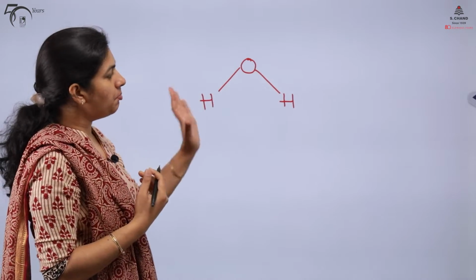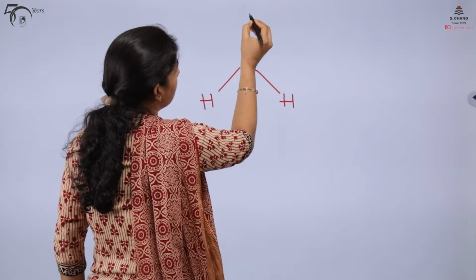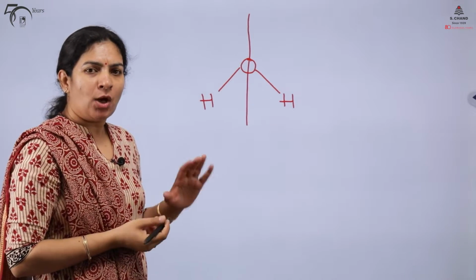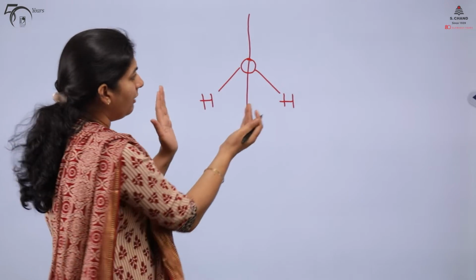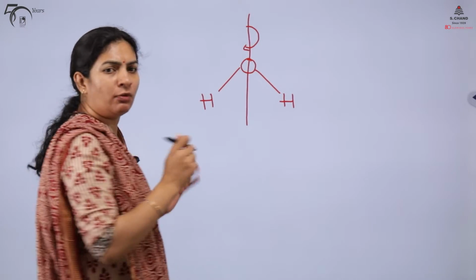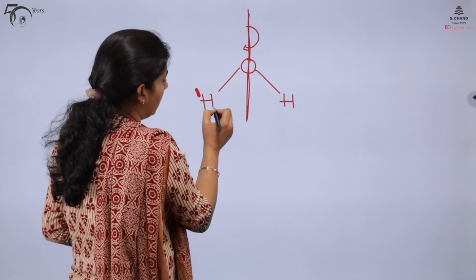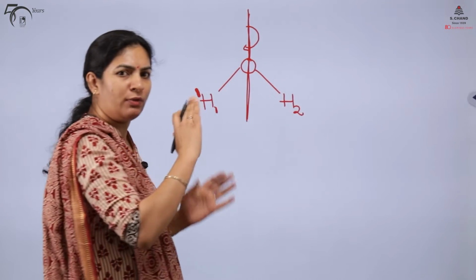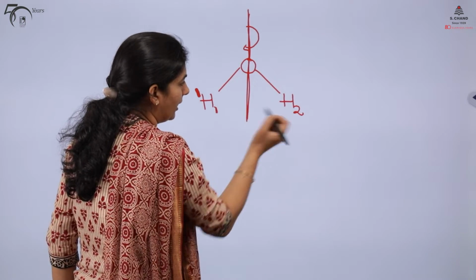Let us take a very simple example of the water molecule and imagine that there is a line, this line, about which I would like to rotate this water molecule. Now, if I rotate the water molecule about this axis, what will happen? When it is rotated through 180°, let us for the sake of convenience label these hydrogens, though we know that both are identical, as H1 and H2.